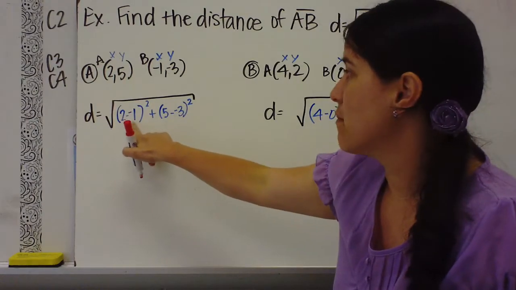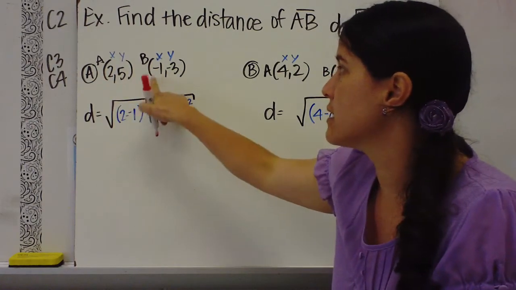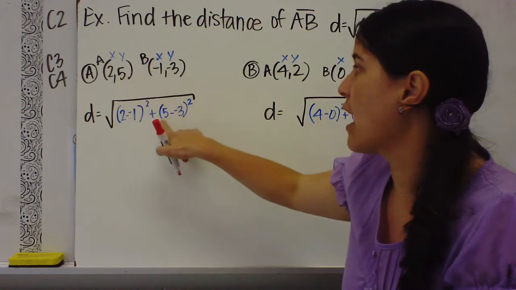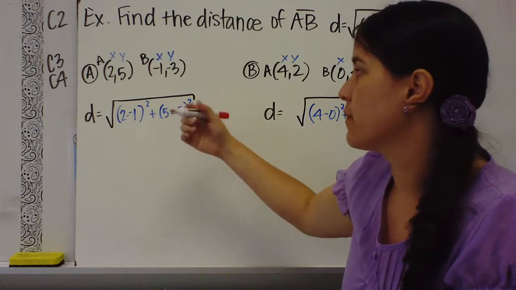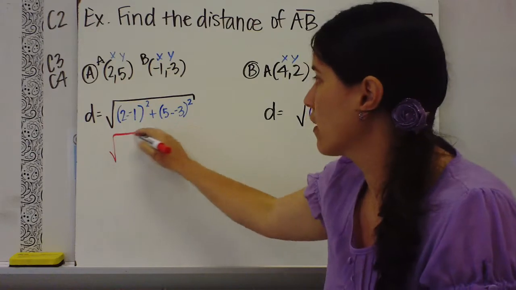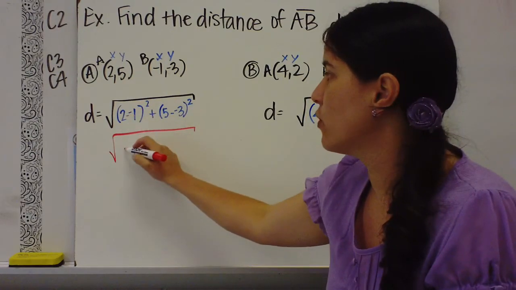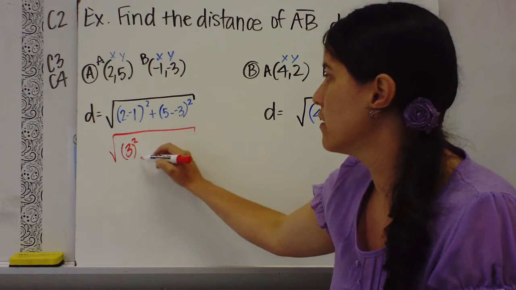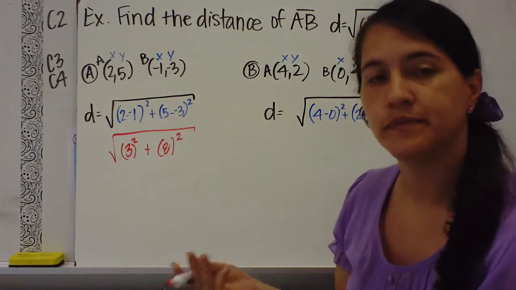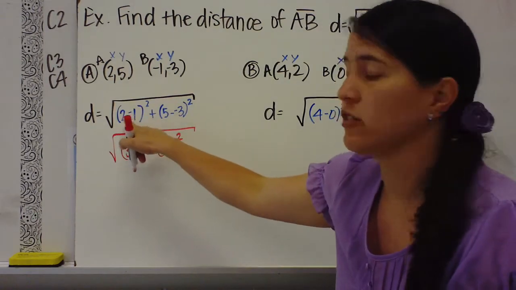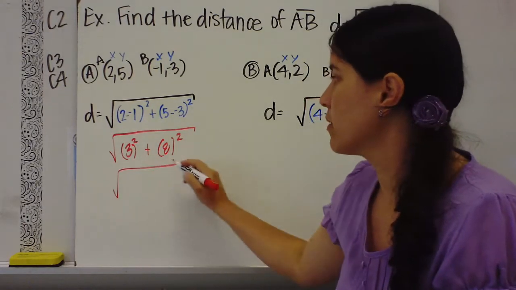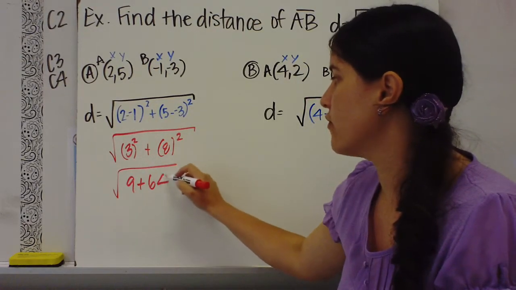So x minus x, so 2 minus negative 1, x minus x squared plus, and then y, 5 minus negative 3. Now you can type this in your calculator, and 2 minus negative 1 is going to be 3 squared, and then 5 minus negative 3 is going to be 8 squared. So what I've done is I've typed this into my calculator, 2 minus negative 1 and 5 minus negative 3. Then I'm going to square them both, and I get 9 plus 64.